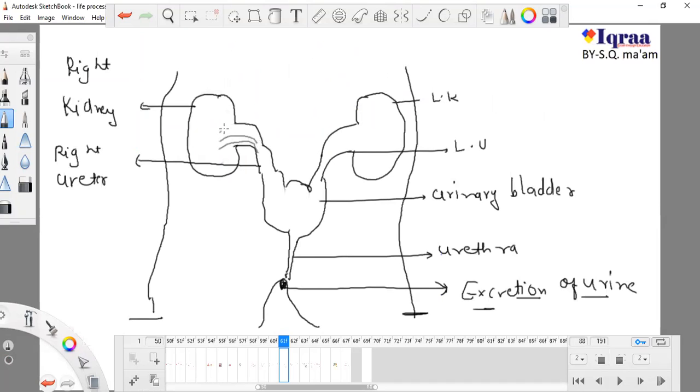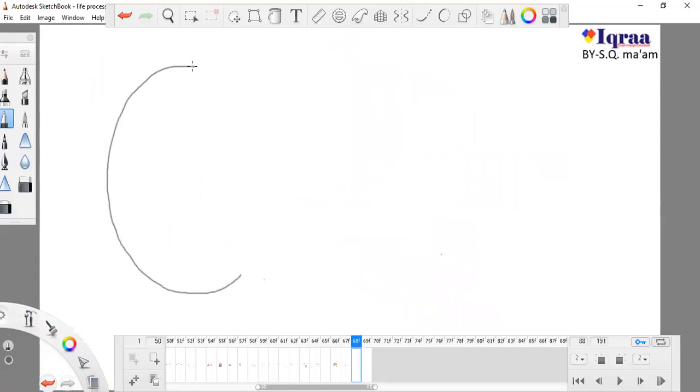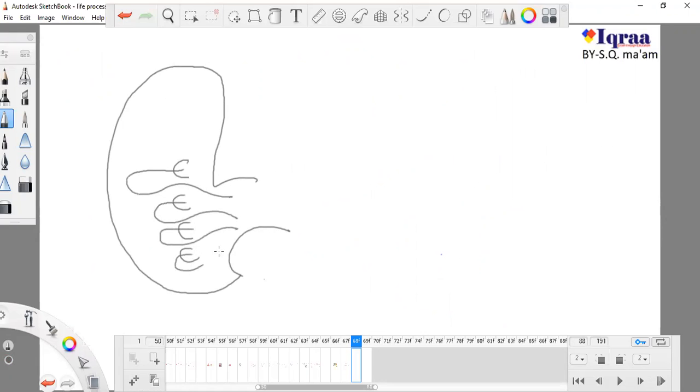After taking the impure nitrogen waste, so many nephrons will open into the ureter. This is the left ureter and this is the right ureter. They will open into this common pathway known as the ureter.